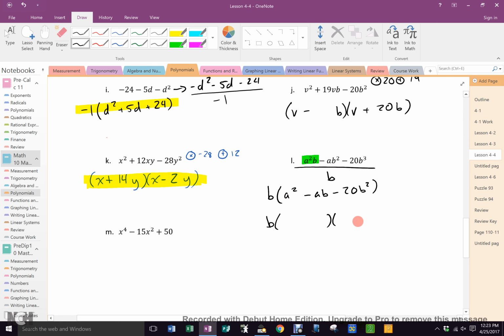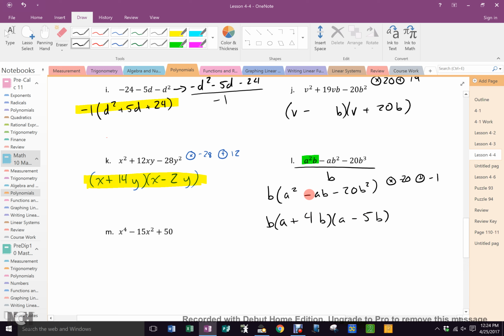Oh, all right. B, bracket, bracket, bracket, bracket. What's the first one? A and A. What's the last one? B and B. And I need numbers that multiply to what? Negative 20 and add to what? Negative 1. Is it 1 and 20? Is it 2 and 10? Is it 4 and 5? Yes, because 4 and 5 will make 1. How? Positive 4, negative 5, because 4 minus 5 is negative 1.